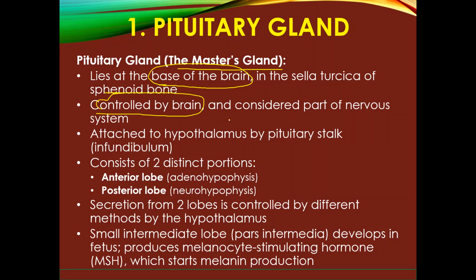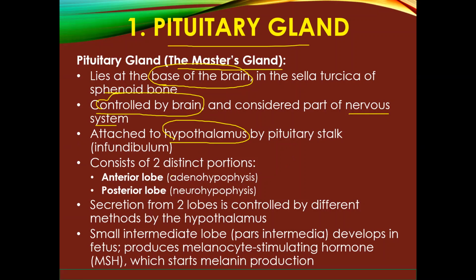This gland is sometimes considered as part of the nervous system and part of the endocrine system. So this is a connection between the nervous system and the endocrine system. This gland is attached to the hypothalamus, and there is a direct connection between the hypothalamus and the pituitary gland.